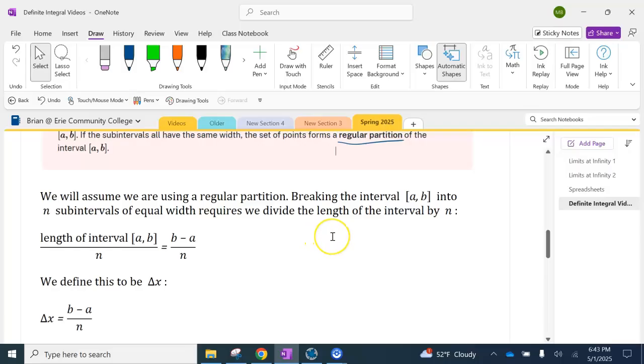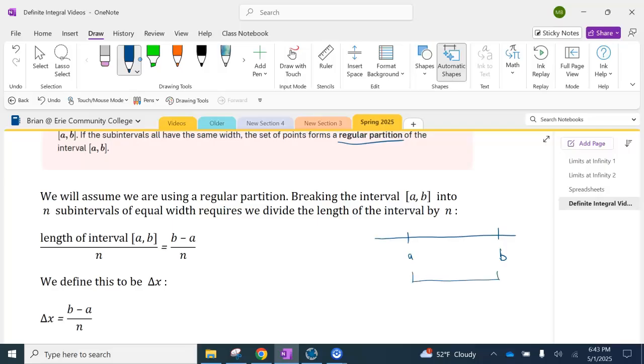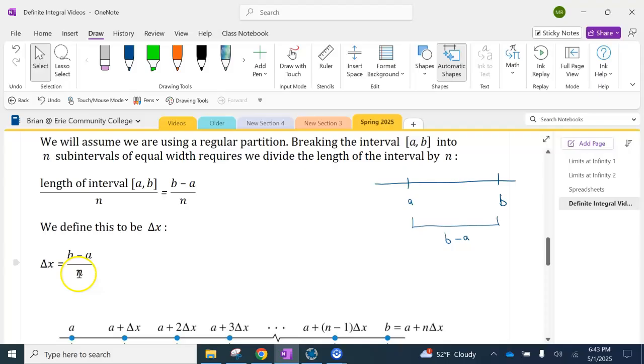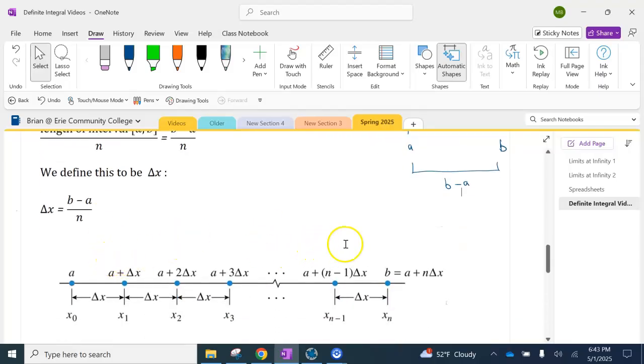We're going to break up this interval from a to b into n subintervals of equal width. To do that, we want to take this interval from a to b and divide that length up into n equal pieces. Well, the length of this interval is just your bigger number minus your smaller number. This length is just going to be b minus a. So we're going to take that as what we define to be delta x. So delta x is going to be the width of the subinterval, just the length of the interval divided by n. That's going to give you n subintervals as pictured now in this next figure here.